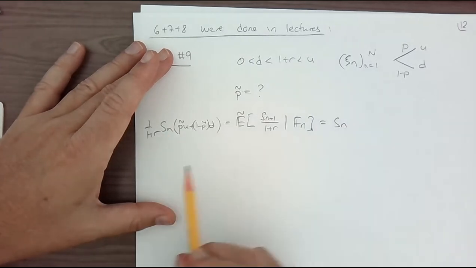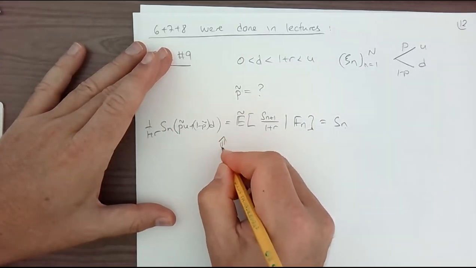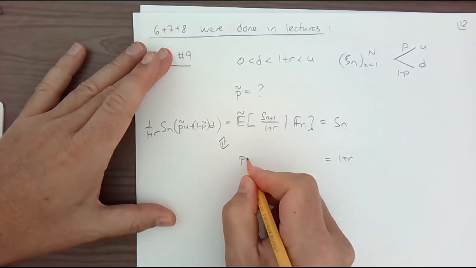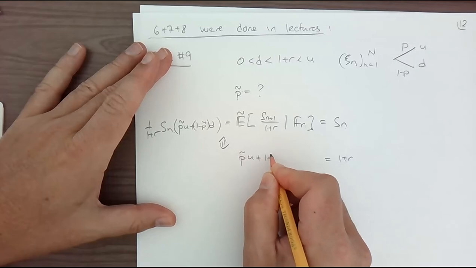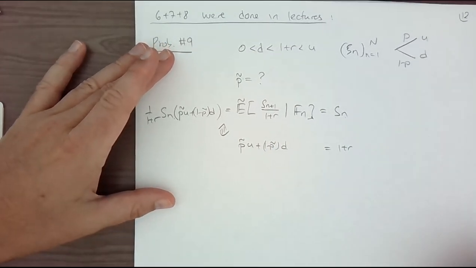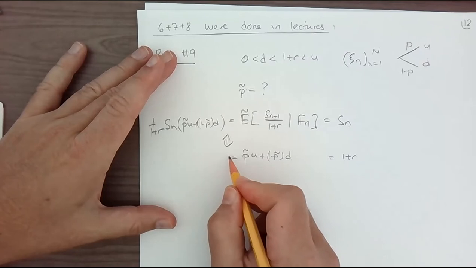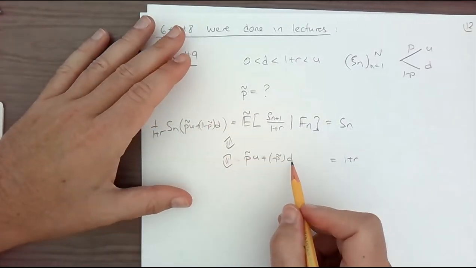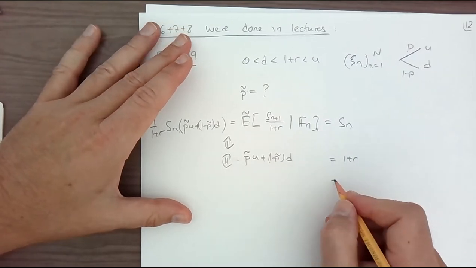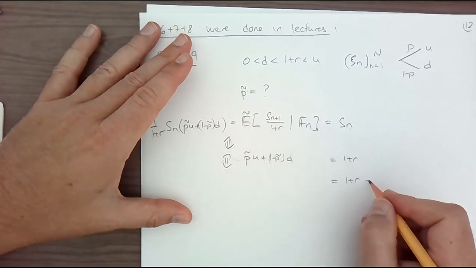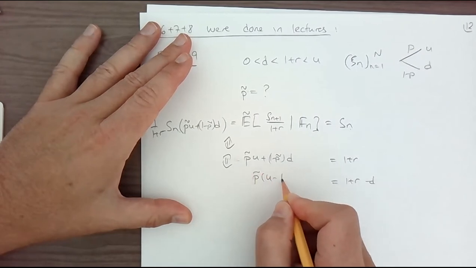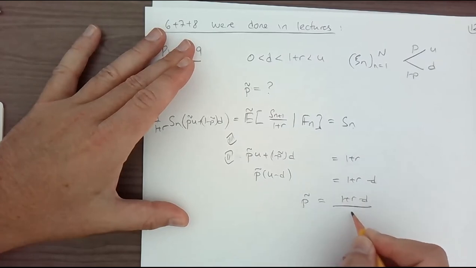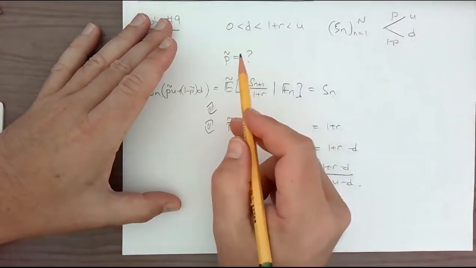And so you move 1 plus R to the other side, you cancel out the D's. So the formula is going to come from, right, so I have 1 plus R here, and then on the left-hand side, I'll have P tilde U plus 1 minus P tilde D. And then I can collect terms. I can move this D to the other side, right? So I can put here 1 plus R minus D, and then on the right-hand side, I'll have P tilde U minus D. And then I'll finally get the formula for P tilde, which is 1 plus R minus D divided by U minus D. Right, that's my P tilde.